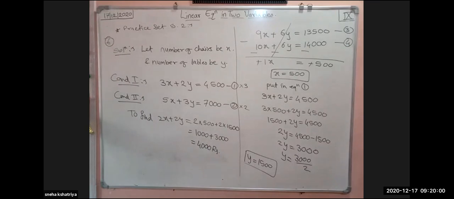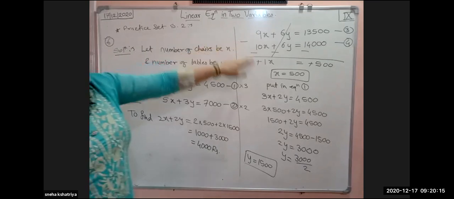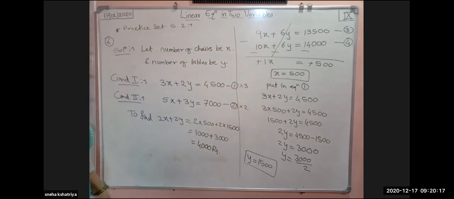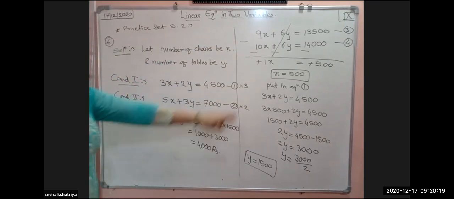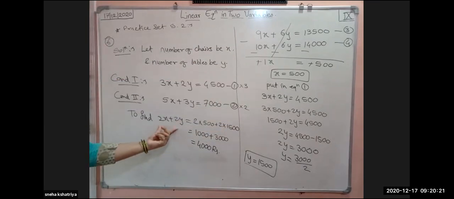Okay, so this was the 6th example. Very easy. The number of chairs and number of tables we have considered as x and y. Then whatever conditions were given in the word problem, we have converted into mathematical statements. And this we are going to solve by any one method so that we get the values of x and y, and this is what we have to find, that 2x plus 2y means the price of 2 tables and 2 chairs, which is 4000 rupees.